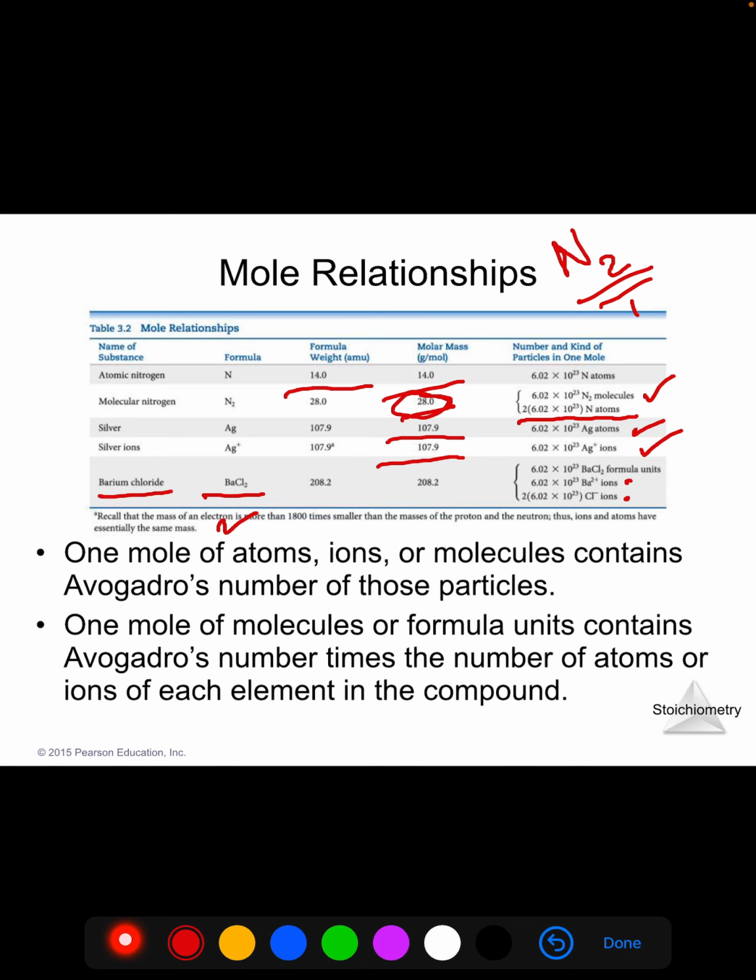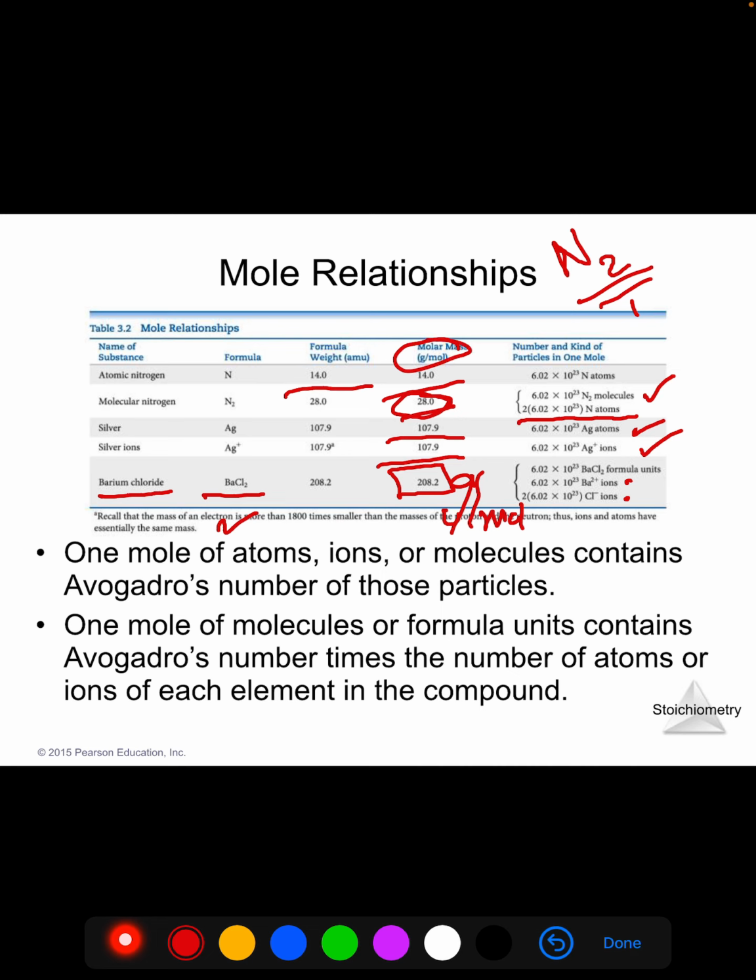And barium's a really heavy metal, and we get a formula mass when we add up the atomic mass of barium and 2 chlorines from our periodic table. We add them up, it adds up to 208.2. 208.2 what? 208.2 grams, that should be a G, per mole, as it says up here in the head of the table.